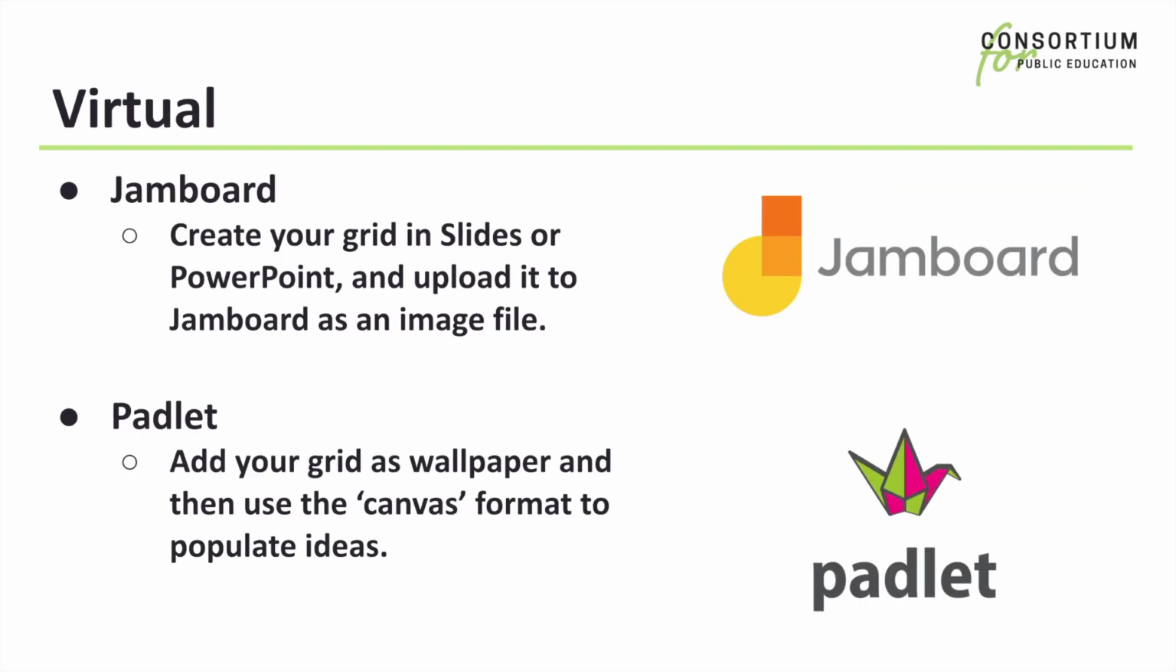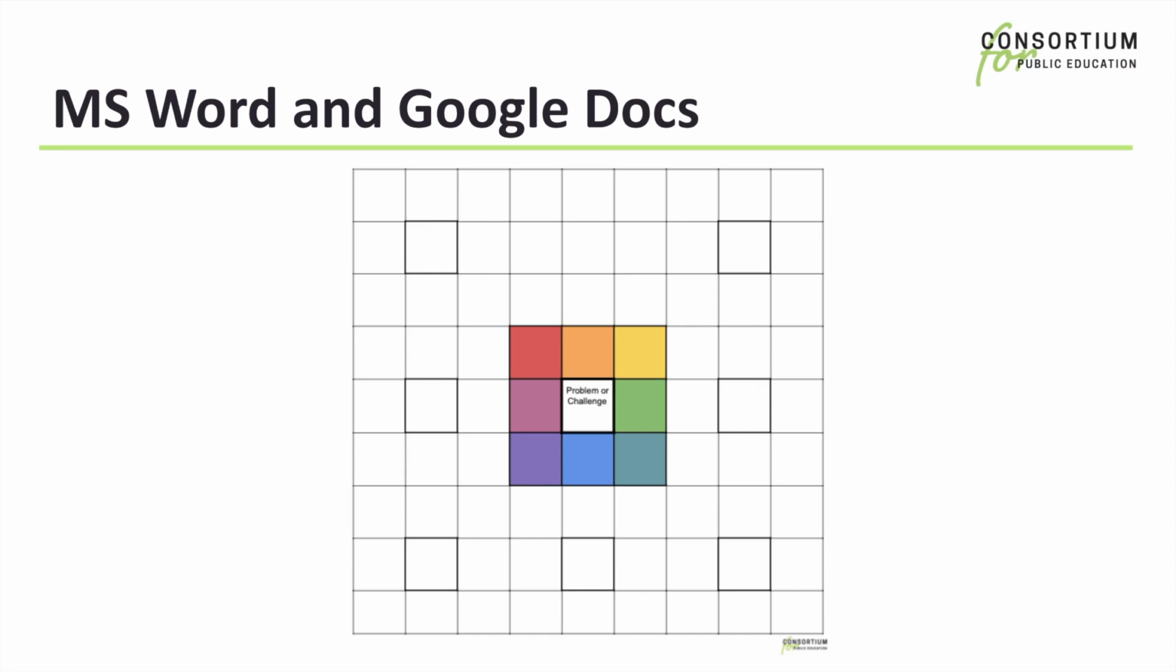If you're working virtually, you could use Jamboard and create your grid in Slides or PowerPoint and upload it to Jamboard as an image file. If you're using Padlet, you can add your grid as wallpaper and then use the canvas format to populate ideas. However, probably the simplest way to create a Lotus Blossom in a virtual space is to create a 9x9 table in either Microsoft Word or Google Docs, just like this.